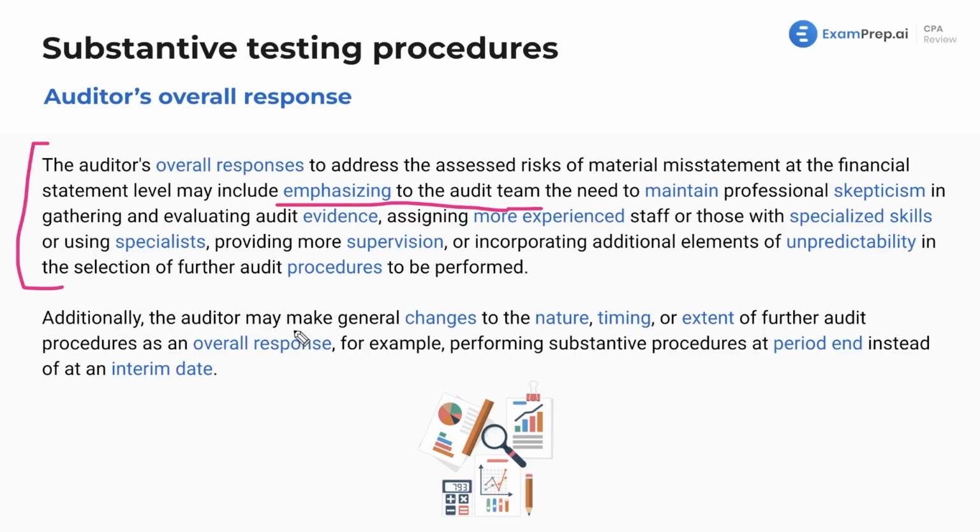Additionally, the auditor may make general changes to the nature, timing, or extent of further audit procedures as an overall response. For example, performing substantive procedures at period end instead of at an interim date. I mentioned interim many times. We're going to mention it many more times in this lesson today for you.